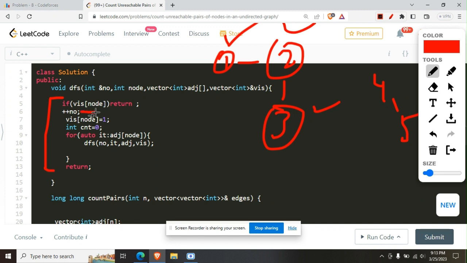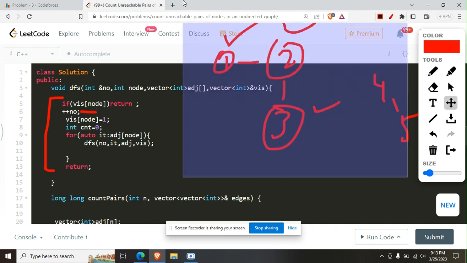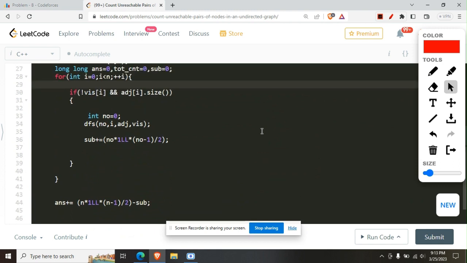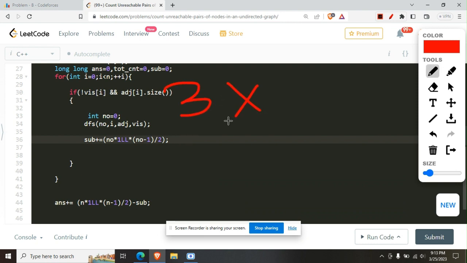Okay, and let's just see the DFS code. It is a very basic DFS code that we write. Okay, so we just do this DFS, and what it is going to do is give us the number of elements or the number of nodes that are connected in this component right here. Fine. So this is what this DFS gives us. After the DFS code is completed, we'll get that there are 3 elements in this connected component right now.